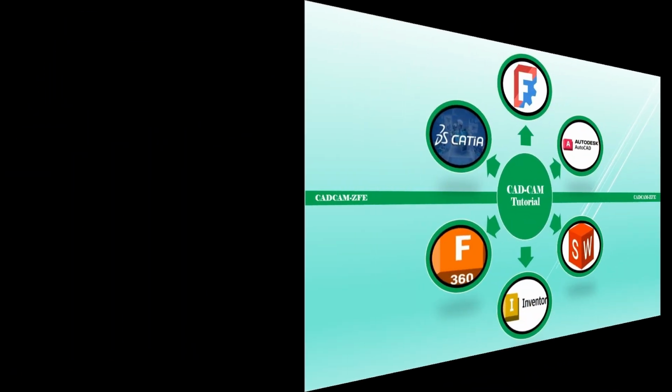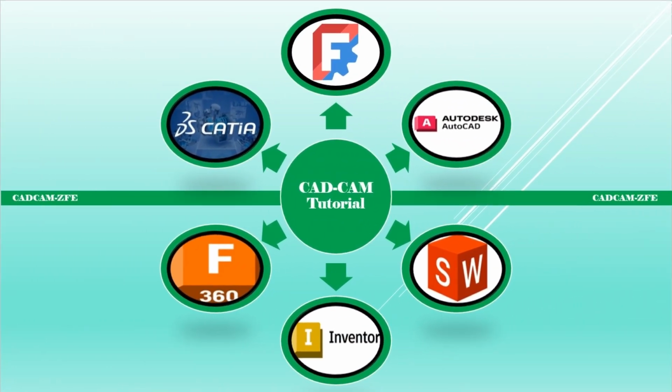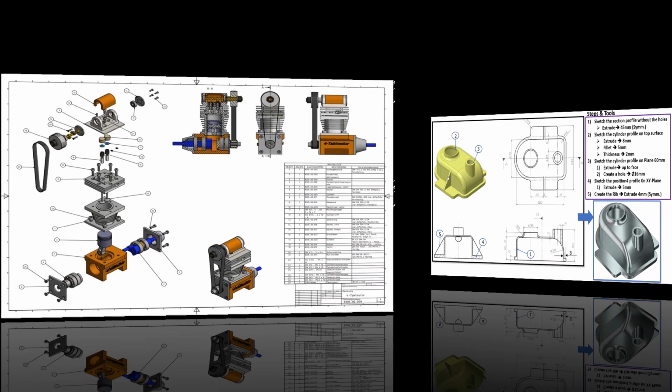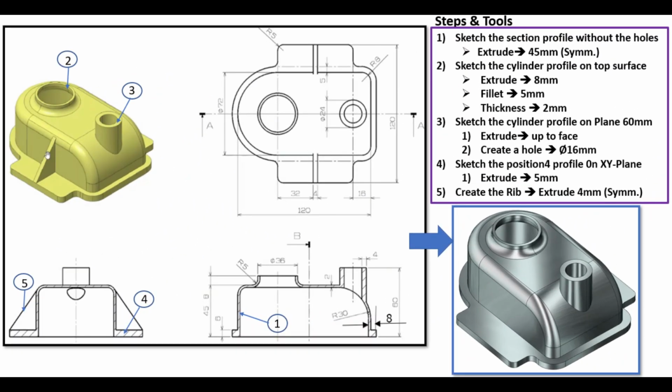Today I will show you how to create a 3D model from an existing 2D drawing with the help of FreeCAD Part Design tools like Extrude, Hole, Thickness, Mirror, and Fillet. This is the exercise for today. We convert this 2D drawing step by step into this 3D solid part.